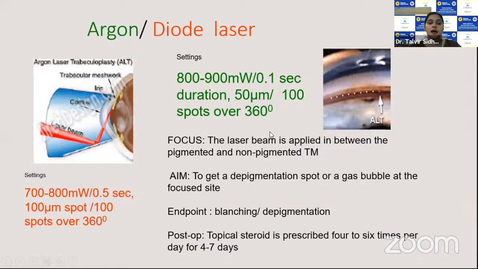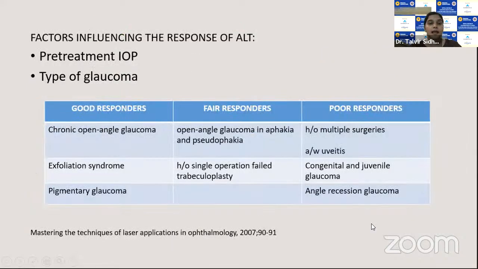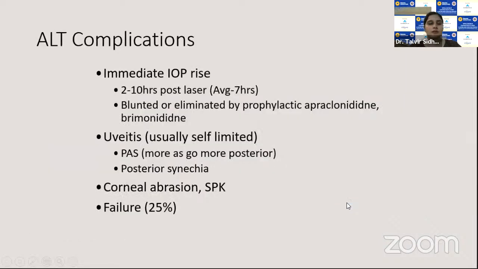The settings are usually a smaller spot size of 50 micron was used over the pigmented part of the trabecular meshwork, and the endpoint was blanching or depigmentation. When you do laser, a gas bubble would appear at the focused site. Post-operative topical steroid is a must for at least 4 to 7 days. And it was seen that good response is seen in chronic open angle glaucoma or pigmentary glaucomas, but poor response is seen in people who have uveitis or multiple surgeries or congenital glaucoma or angle recession glaucomas.